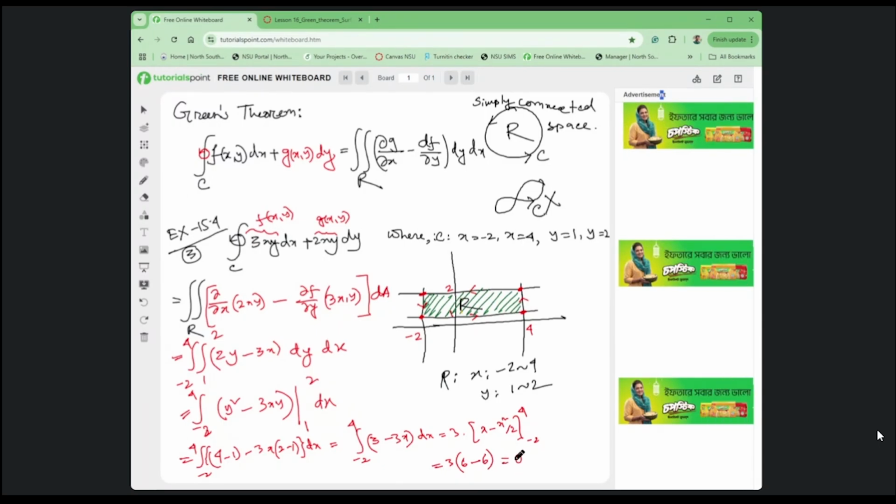So I am getting 0 here. Everyone please check this calculation. If you find any mistake, you can ask me. Check the result. If there is anything wrong, you can ask me.